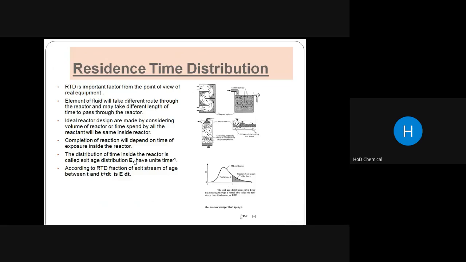Okay, so what I told, the factors like stagnant positions or some short circuiting, and then whether channeling happened.